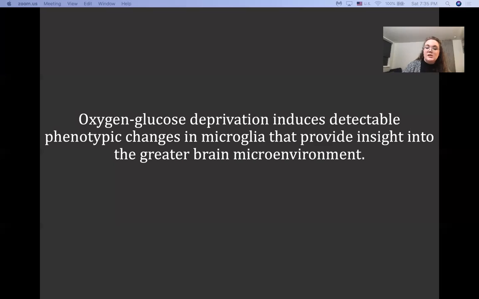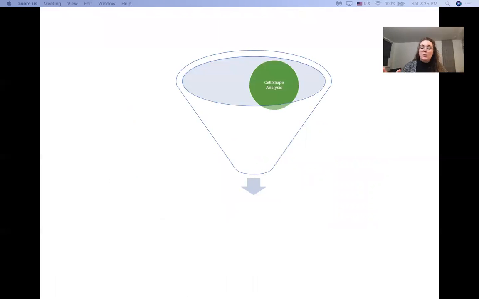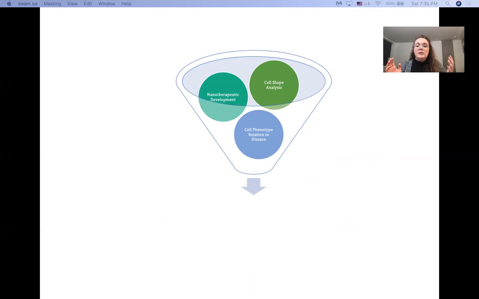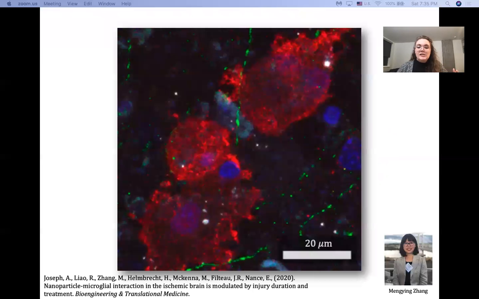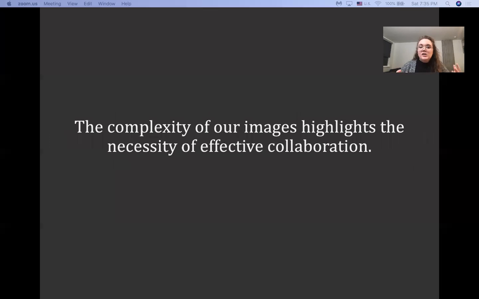But it's important to understand that these results are a part of a whole, that the inducing detectable phenotypic changes and my work on cell shape analysis is a part of a whole that relates to how cell phenotype is connected to disease, and how we can then develop nanotherapeutics to leverage the brain microenvironment to treat disease. That this part of a whole and the complexity of the brain microenvironment actually necessitates effective collaboration.